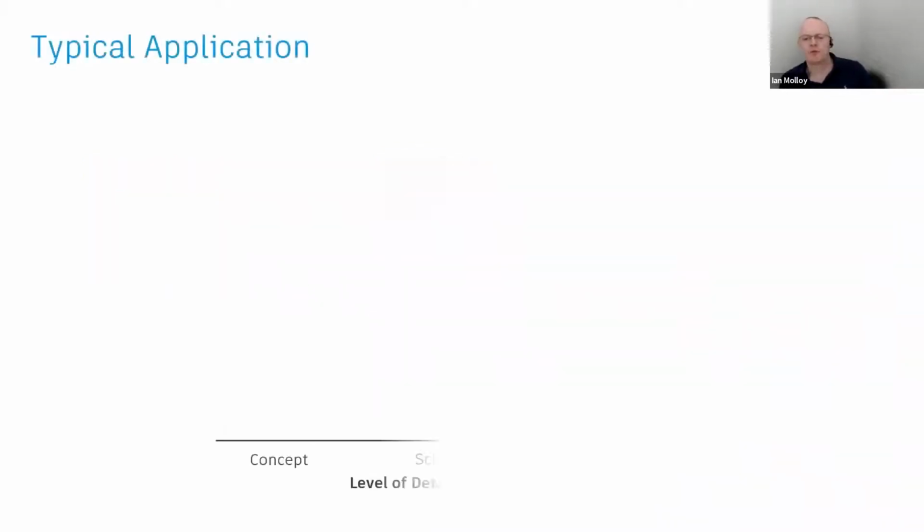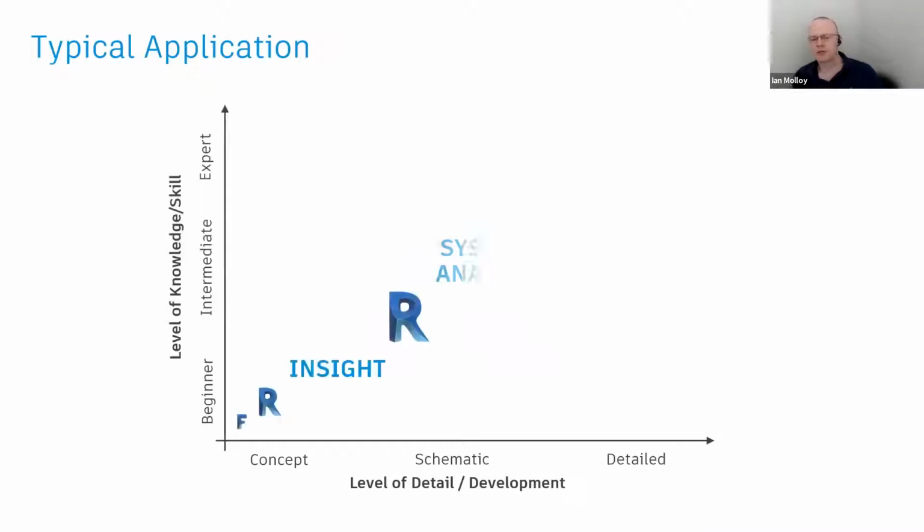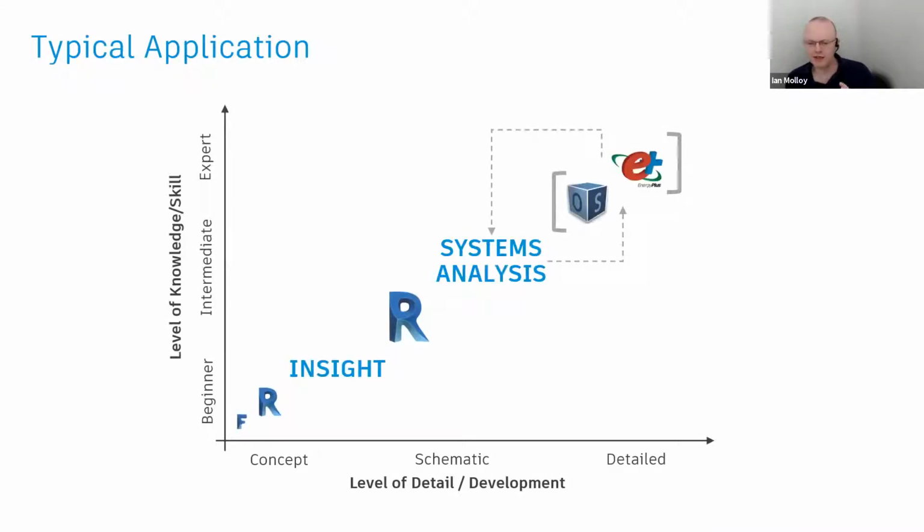So one of the ways to think about this is that if you look at the typical design stage, concept through detail or level of development, against the level of knowledge or skill that's usually required to do something like this, beginner through to expert. First of all, Revit can traverse the whole lot. A lot of people think of Revit as a detailed design stage documentation tool, which of course it is, but it can also be a very powerful tool early on in the process, especially for energy analysis, because it's so quick to create a 3D model of the building if you don't already have one.